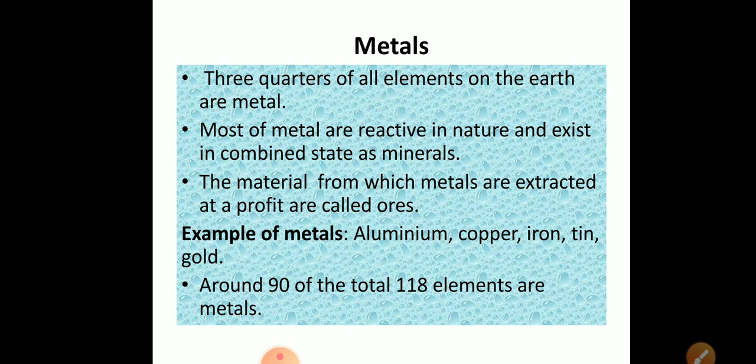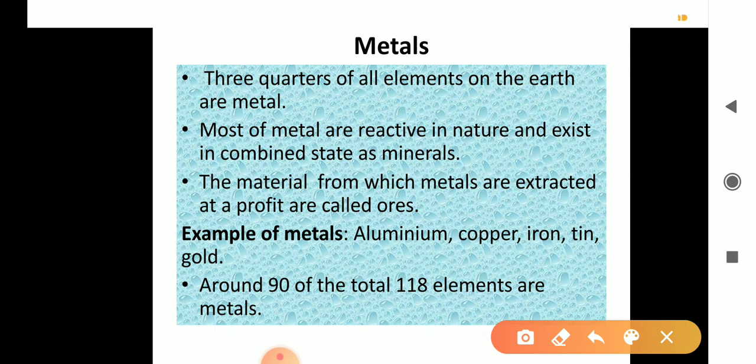Three-quarters of all the elements which are found on the earth are metals. Three-quarters of all elements are metals. Some soluble salts of the metals are also found in the seawater, and metals occur in nature in different forms. The natural mode of occurrence of a metal largely depends on its properties. Now, second, most of the metals are reactive and they exist in the combined form.